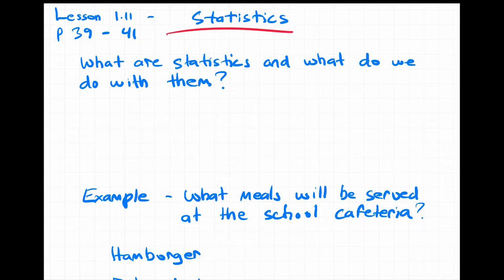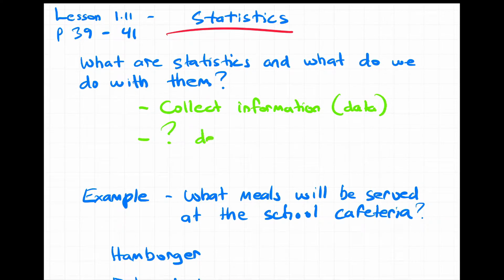This is lesson 1.11 on statistics, page 39 to 41. And we want to first understand what statistics are and what they are used for. Well, what do we do with statistics? We collect data. So data is just information. So we collect information about something. We call that data. And what do we do with it? Well, we make decisions. It helps us make informed decisions.